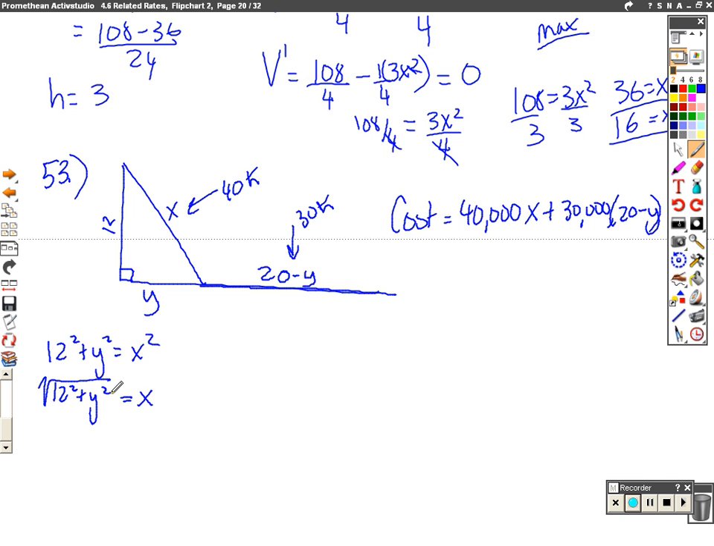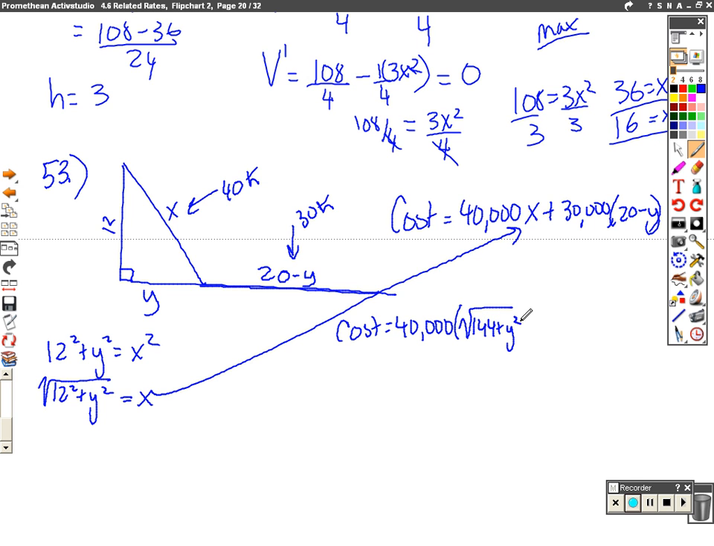If we use that fact in our cost equation, we can rewrite it so that cost is 40,000 times the square root of 144 plus y squared. 144 is just 12 squared. Plus 30,000 times 20 minus y. All right, here's our cost equation, and the only variable in our cost equation is y. We're ready to go take the derivative.